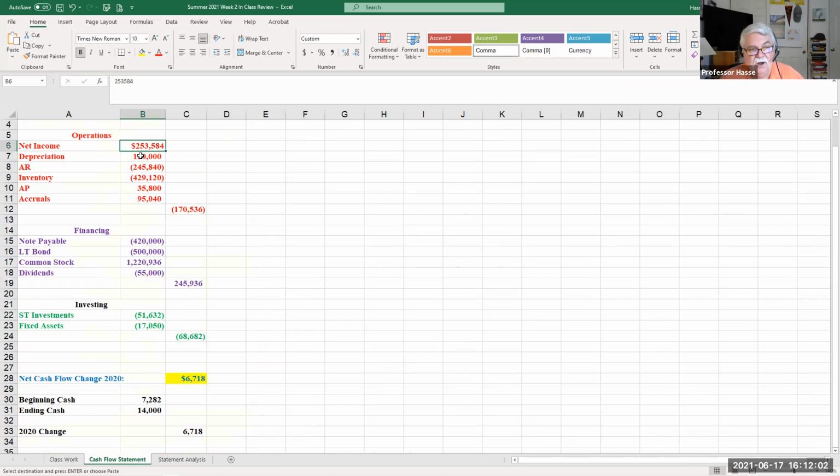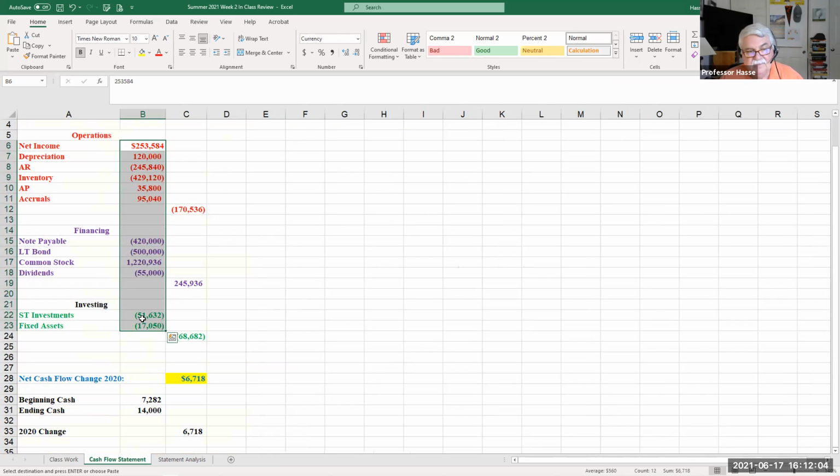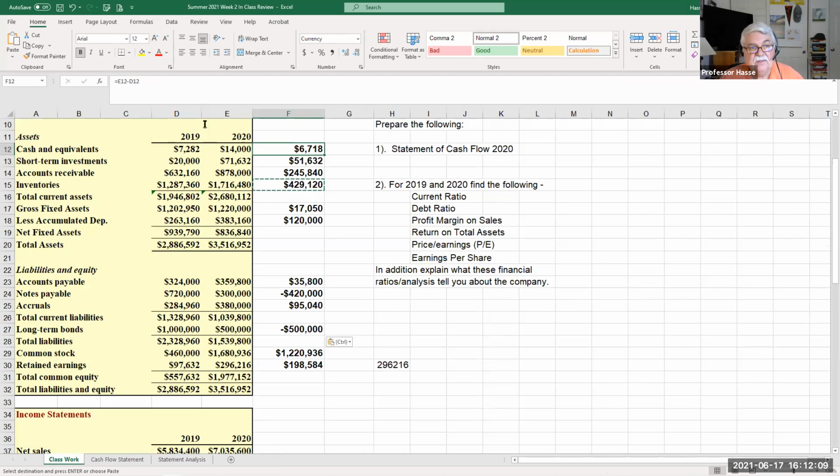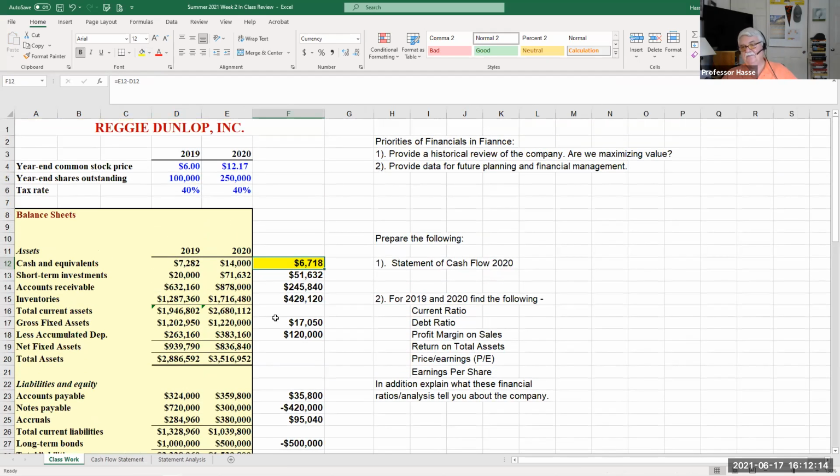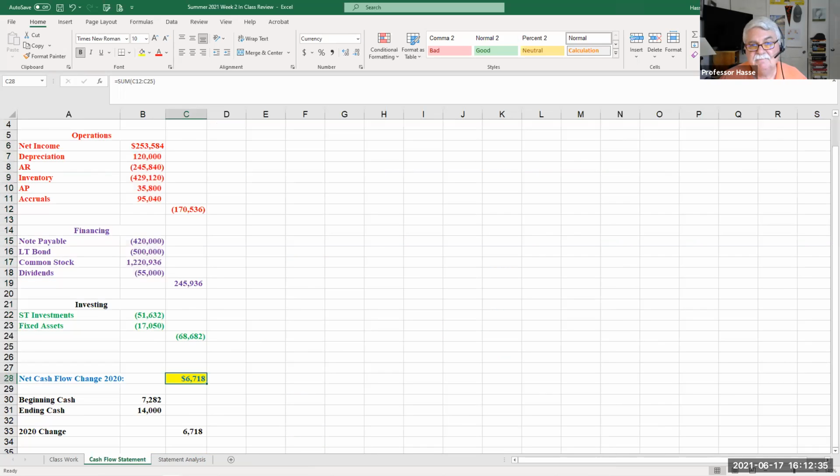So now we found all these balances in our financials, and it comes to what our cash changed during the course of the year. So that's how all the financial statements for this company, Reggie Dunlop Incorporated, for 2019 and 2020 work. They tell the world that we're in balance. They tell the world that we made a profit. They tell the world what our liabilities and equities are. They tell the world what's our cash flow and our cash management.